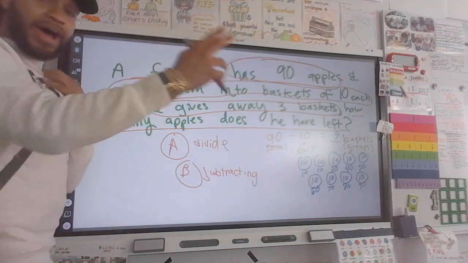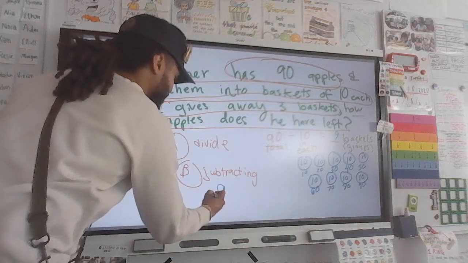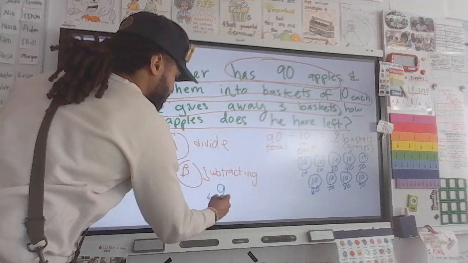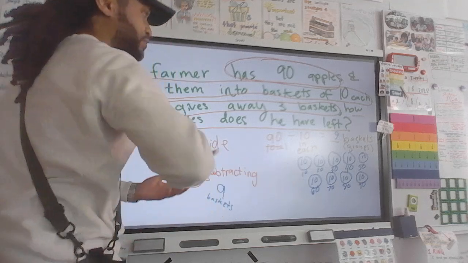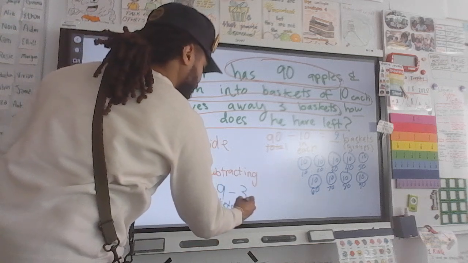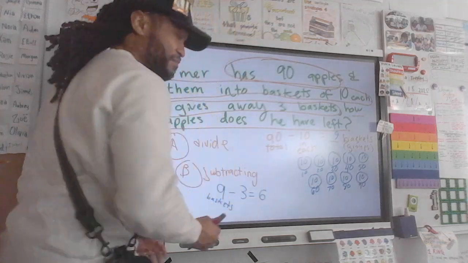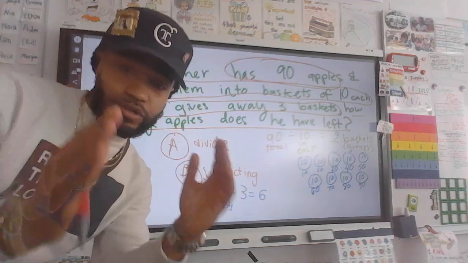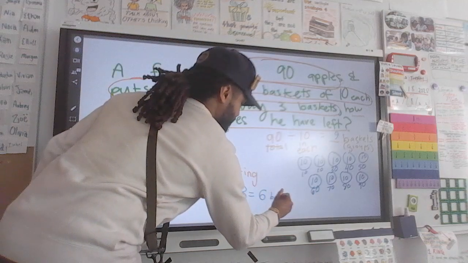So I know for a fact that I have 9 baskets. Well, not me, the farmer. And he gives away 3. We already know that's subtracting. Gives away 3. 9 minus 3 is 6. But it's very important you include the units. Very important. 6 baskets.